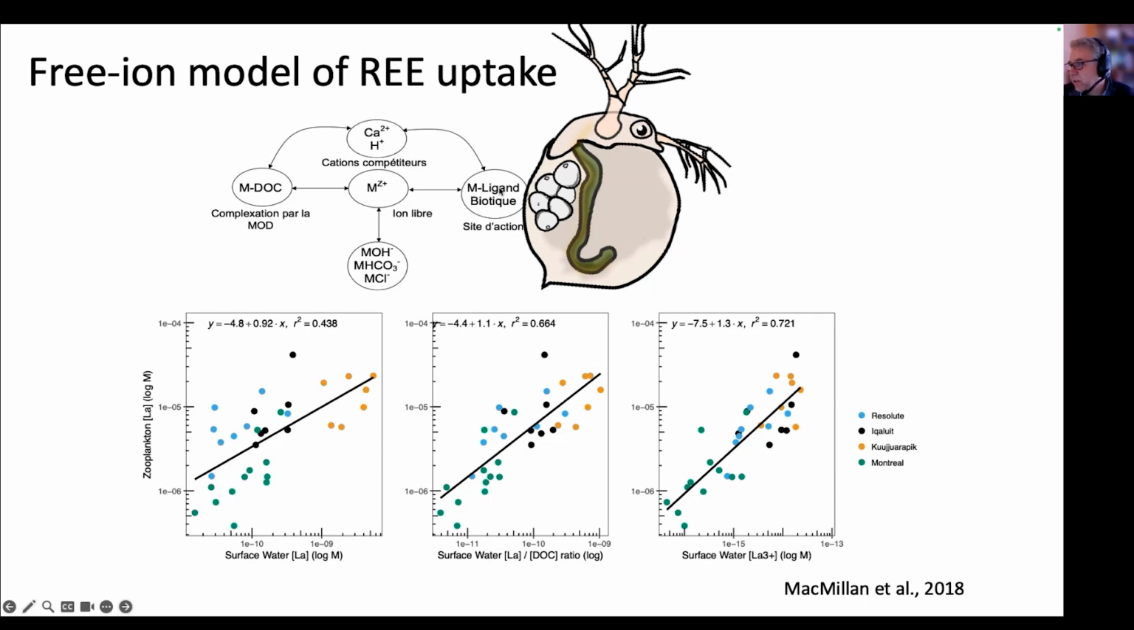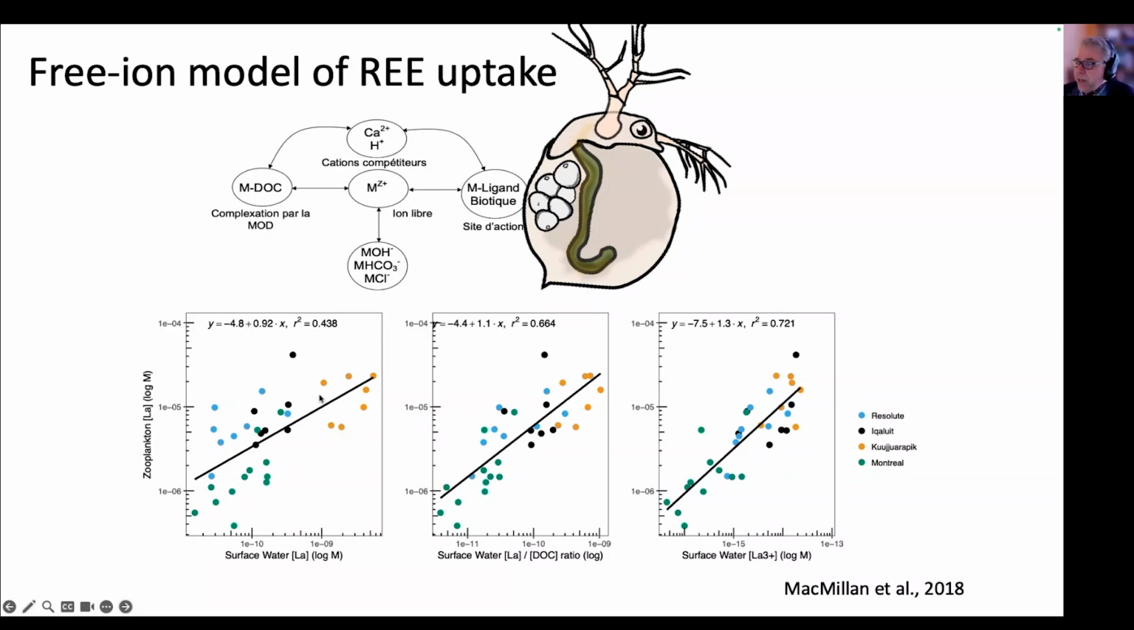There's also the biotic ligand model that considers competition at the uptake site by some ions in solution, such as calcium and protons. I won't talk about the biotic ligand model further, but we'll look into the free ion model. So we first correlated lanthanum concentrations in surface water to zooplankton concentration, and found a relatively satisfying regression with about 43-44% of the variance explained.